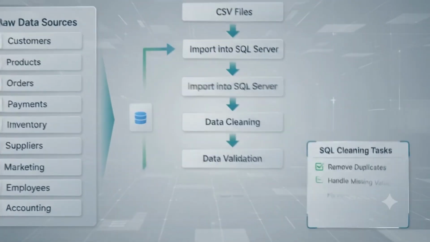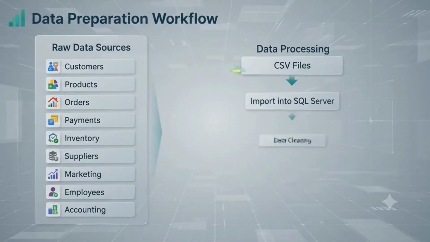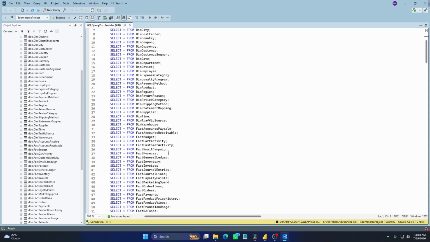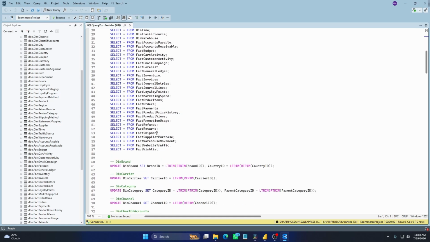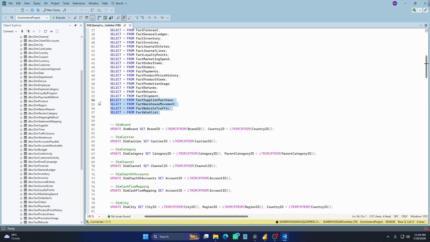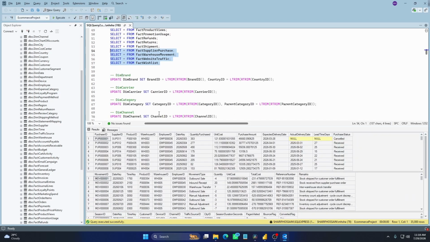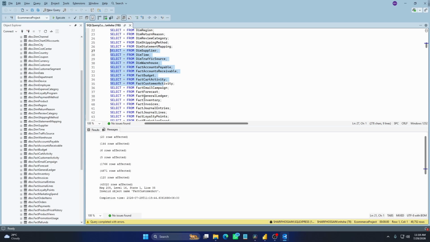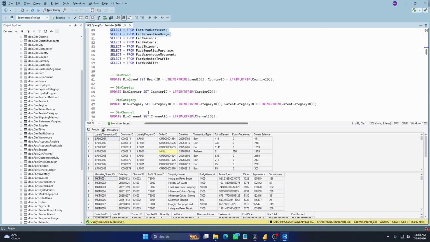Everything started with the raw CSV file in SQL Server. Using SQL Server makes the data easier to manage and prepare for analysis. After importing the data, I cleaned it using SQL. For example, removing duplicate records, checking missing values, fixing incorrect data types, validating relationships, and improving the data quality. Now let's start with the dashboard.